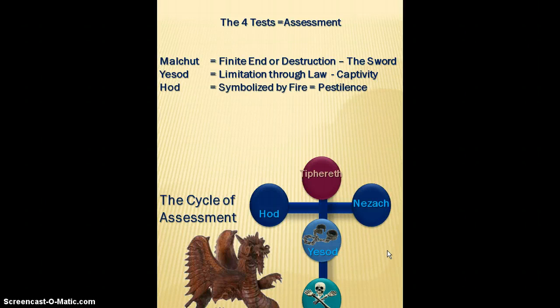Next we have Hod, which amongst the Kabbalists is symbolized by fire. And fire is also substituted for the word pestilence in the references to the 4 tests in the Bible. So fire belongs to Hod, and it is pestilence. And one of the things about Job is that when he went through the test of pestilence, that is, he had the boils in his flesh, it actually changed his mind. So Hod also represents a mindset. I mean, he wasn't depressed until he actually had the boils in his flesh.